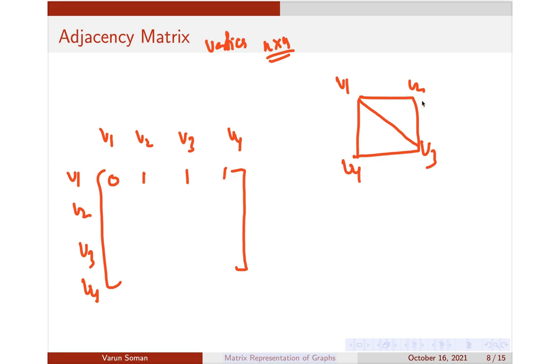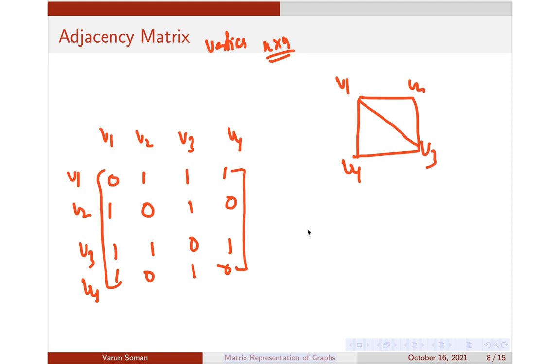Go for v2 now. v2 and v1 are adjacent, so you'll have 1 here. v2 and v3 are adjacent, so you'll have 1 here. v2 and v2 are not adjacent, so 0 here. And v2 and v4 are not adjacent, so 0 here. Very easy thing. You can go for v3. It is adjacent to v1, not adjacent to v2, v3, and also v4. And for v4, it is adjacent to v1, not v2, v3, and also not v4. So this is how you write the adjacency matrix.